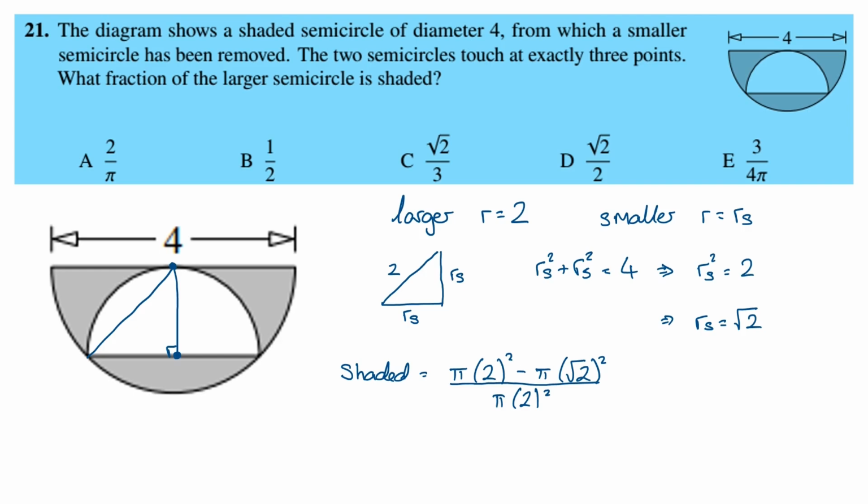Then I do some cancelling, so that gives me 4 pi minus 2 pi over 4 pi. Pi's cancel, and that just gives me a half. And a half is indeed one of my answers. This one is answer B. Not too bad. Next question is coming up in 3, 2, 1.